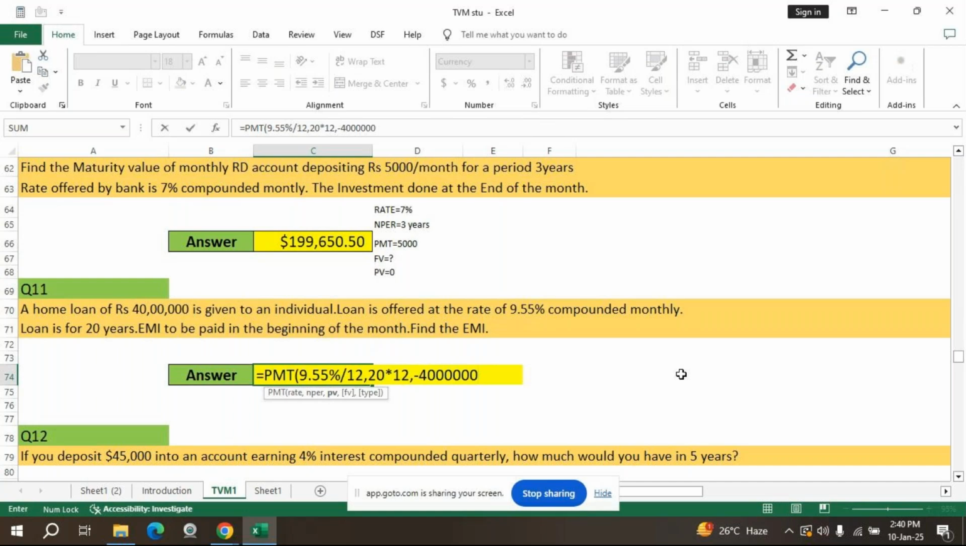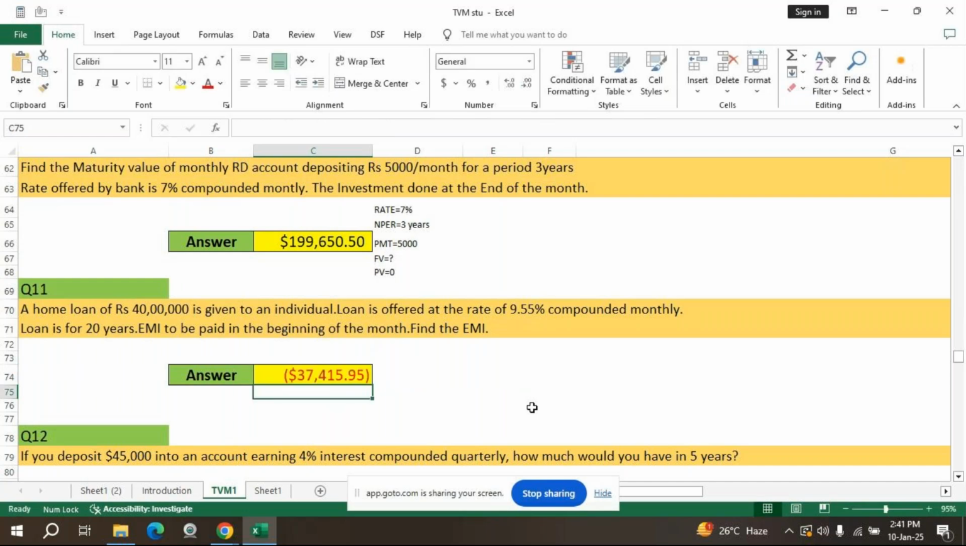So 40 lakhs, sorry, not minus. Because we are receiving, at that time we can't put it here as minus. Then comma. Okay, so now the future value is 0, we don't know. Then comma, type is: you can put at the end of the period, 0 only. Now close the bracket and then press enter.